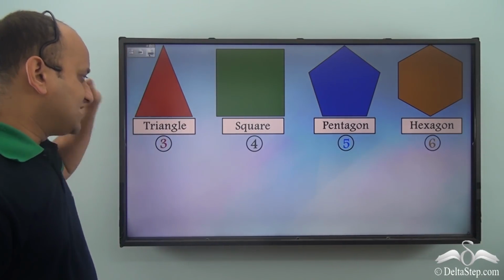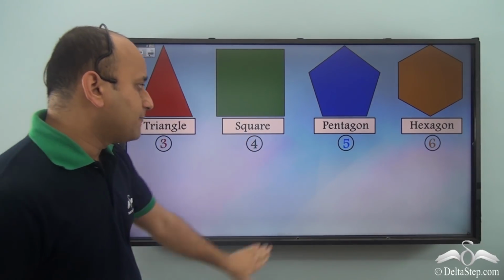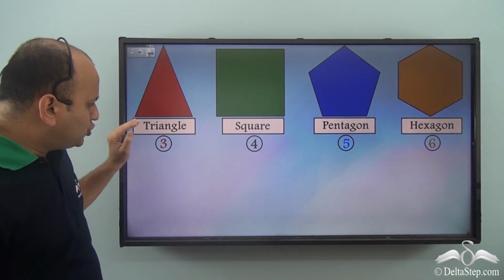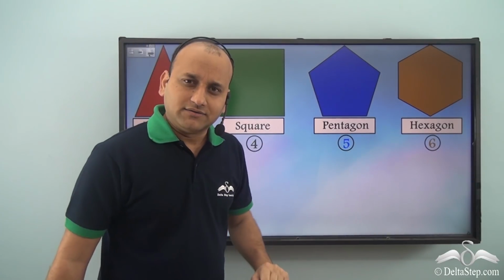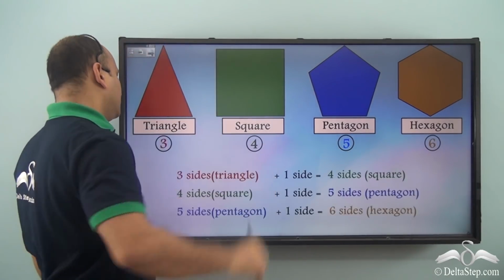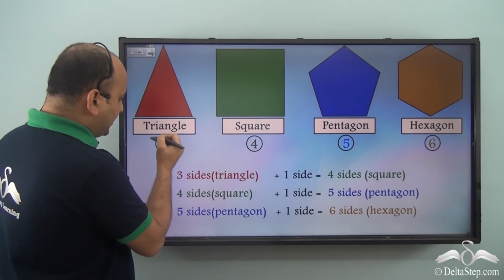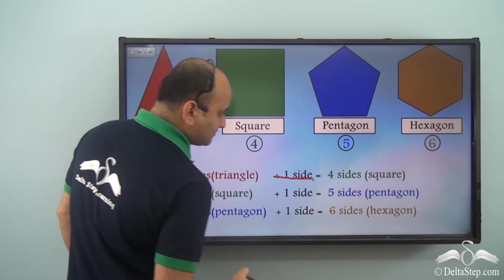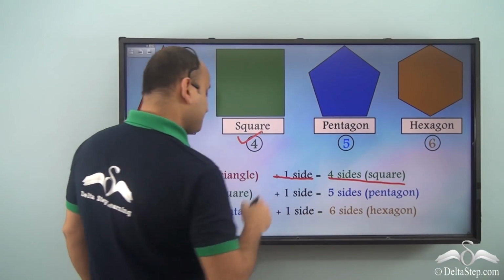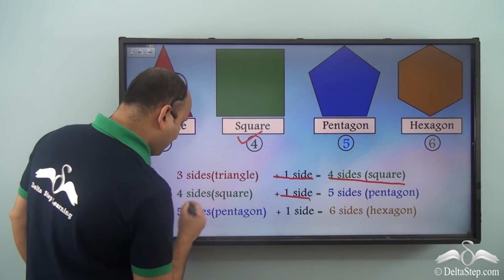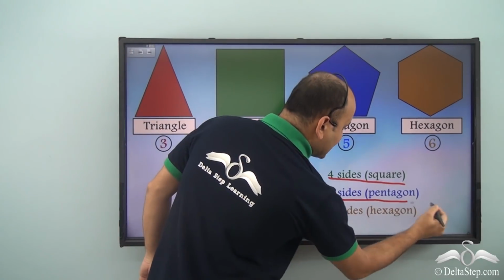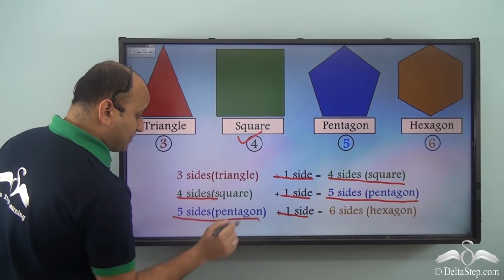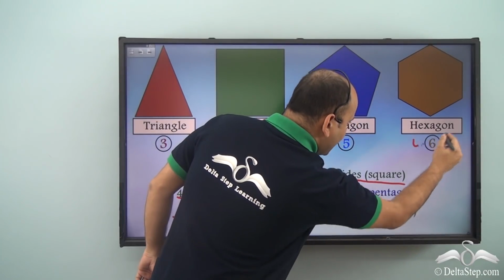So we have 3 sides for a triangle, 4 sides for square, 5 sides of a pentagon and 6 sides of a hexagon. So do they show some sort of pattern? Well, they do. Let's see. Now initially you have 3 sides of a triangle. Now if you add one side to it, you get 4 sides of a square. And if you add one side to 4 sides of a square, you get 5 sides of a pentagon. And if you add one more side to 5 sides of a pentagon, you get 6 sides of a hexagon.